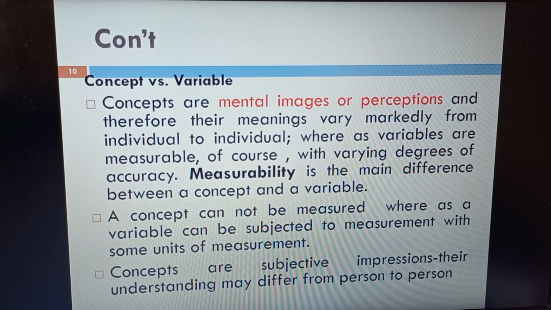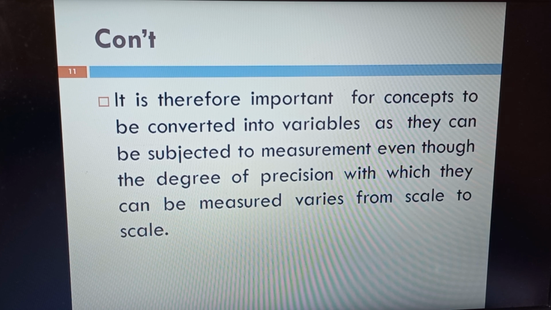And in research, an idea first starts with a concept. That concept cannot be measured. So you should convert the concept into a variable, a measurable issue. A concept cannot be measured, whereas a variable can be measured. As we have said before, concepts are subjective impressions, perceptions, mental images, whose understanding may differ from person to person. It is therefore important for concepts to be converted into variables, so they can be subjected to measurement. A research idea starts with the concept, but the concept cannot be measured. The concept should be converted into a variable.